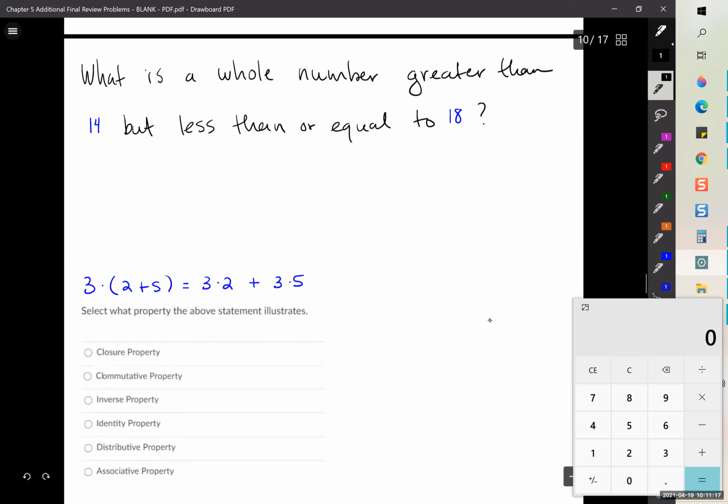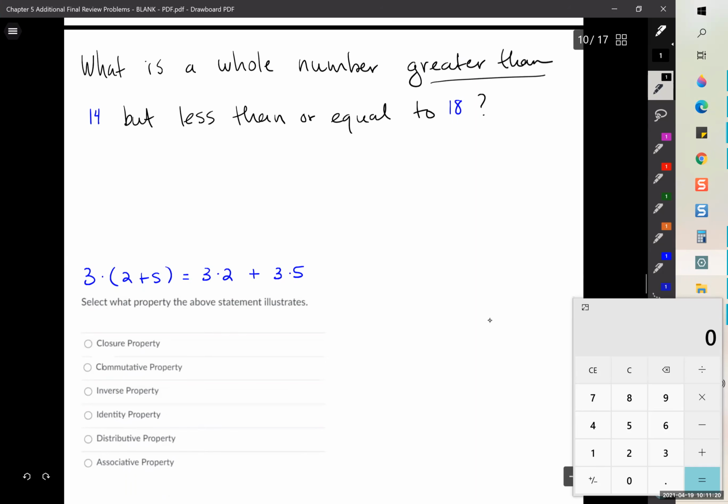Now, what is a whole number that is greater than 14 but less than or equal to 18? Think of all the possible allowed answers there. So could we include 14? Not here because it's strictly greater than. Had it said greater than or equal to, yes, but we can't here. So whole numbers are the positive integers and 0, so greater than 14, we've got to start at 15. But based on the phrasing, do we agree that I could include 18 because it did say less than or equal to? And if we had typed in any of those numbers, it would be correct.